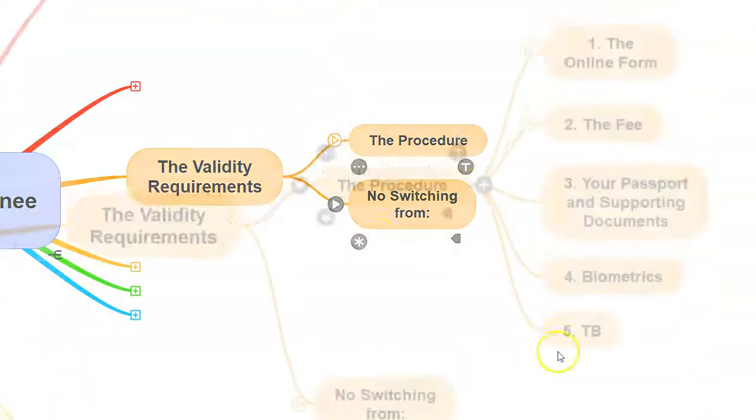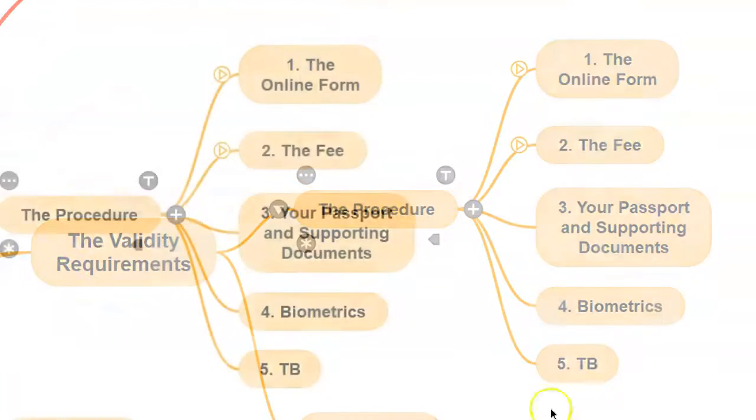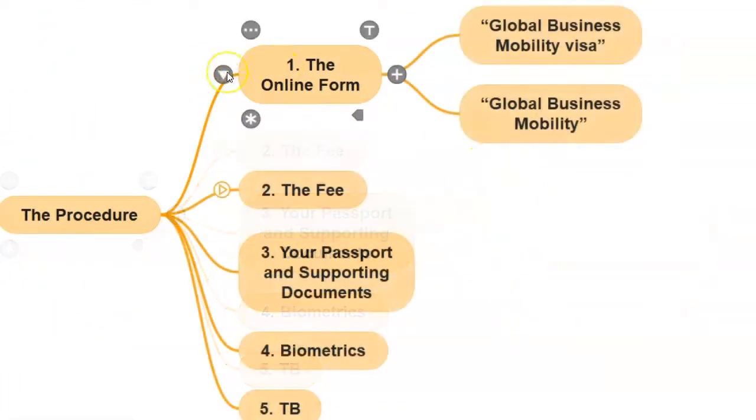With regards to the procedure, there are 5 steps. The first one, of course, the application form. All applications are online now. If you're applying from outside the UK, you'll need to complete the form, which is called a Global Business Mobility Visa. And if you're applying in the UK, the same form, but without the word visa, so Global Business Mobility.